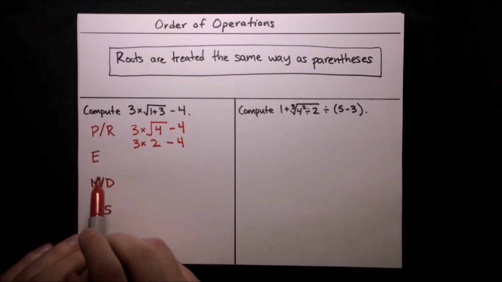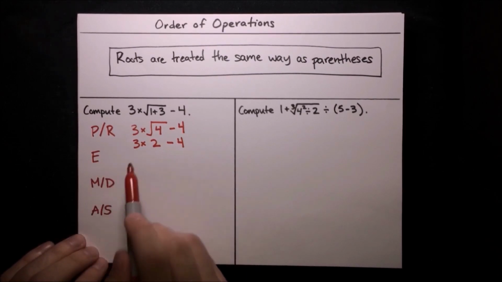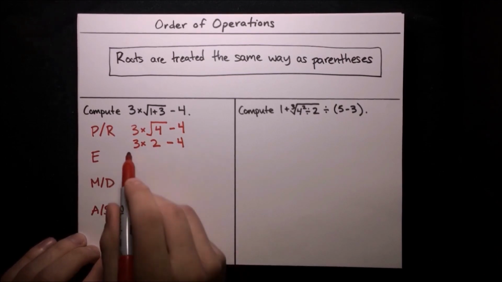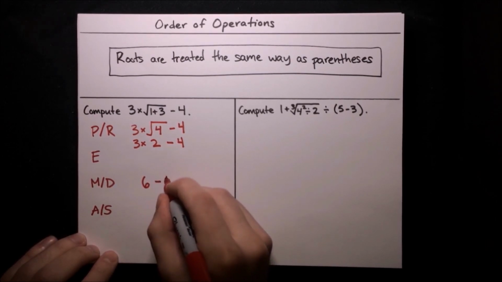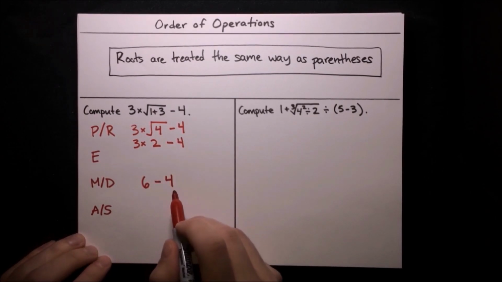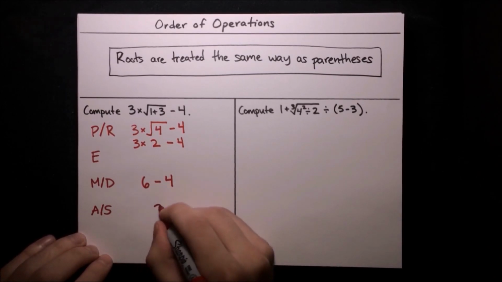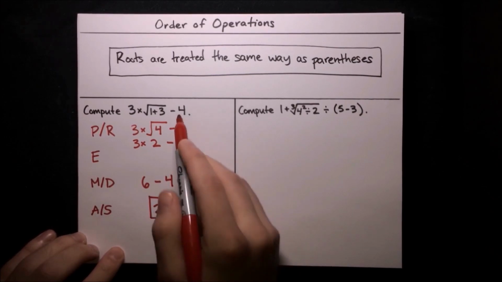There aren't any exponents here, but there is multiplication. 3 times 2 is a multiplication, so let's go ahead and compute that next. 3 times 2 is just 6, and then 6 minus 4 is what we want to compute. And so now we're down to just a single subtraction. 6 minus 4 is 2. There we go. So that is the result to our computation.